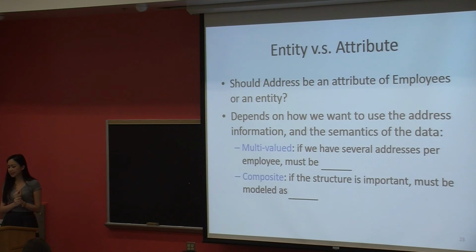So let's think about, when we store the address information for employees, do you think it should just be an attribute or an entity? Entity, right? So it depends on how we want to use the address information and the semantics of the data. For example, multi-value. If we have several addresses per employee, then we must use an entity, okay? Not an attribute, right? So if the structure is important, we must model it as an entity as well, right?